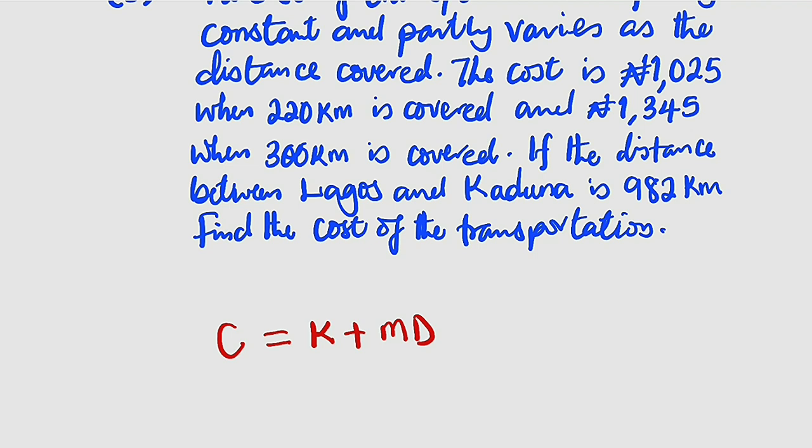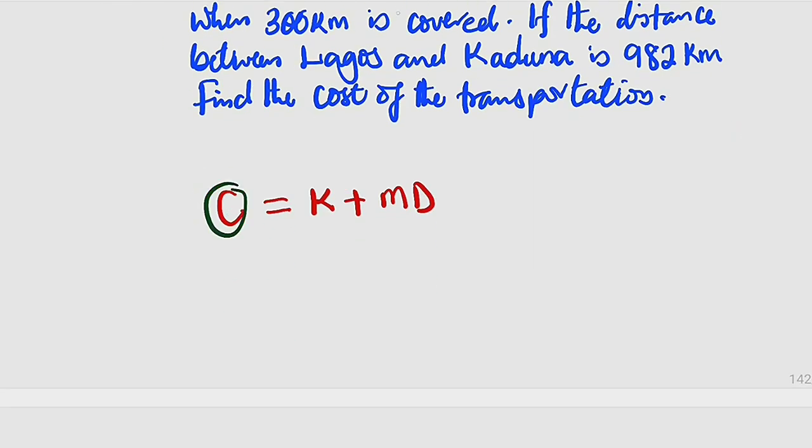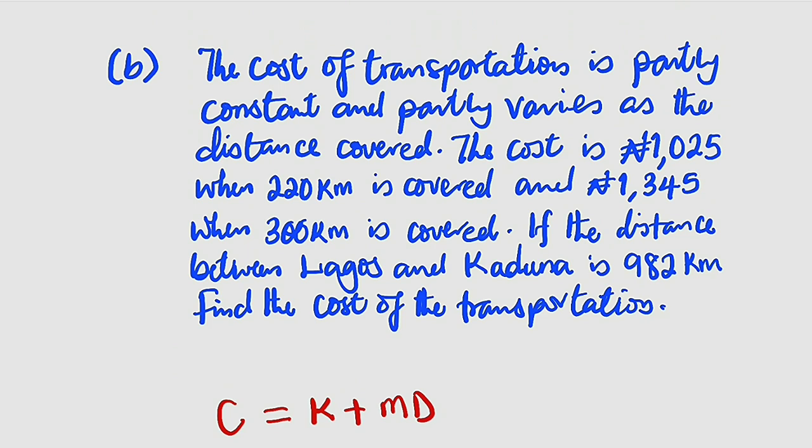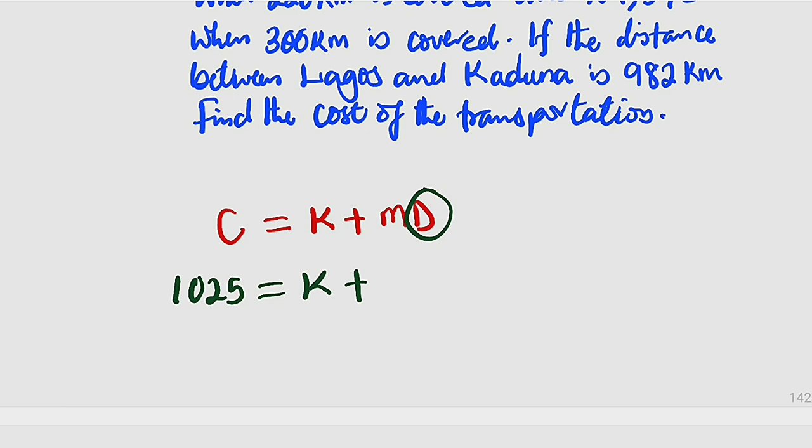So let us substitute the two pieces of information given to us. The first one is when the cost is 1,025. So let me write it here for C. 1,025 equals K, remain there, plus, then the distance covered will be what? 220 kilometers. So D is 220. You multiply by M, you have 220M, our first equation.